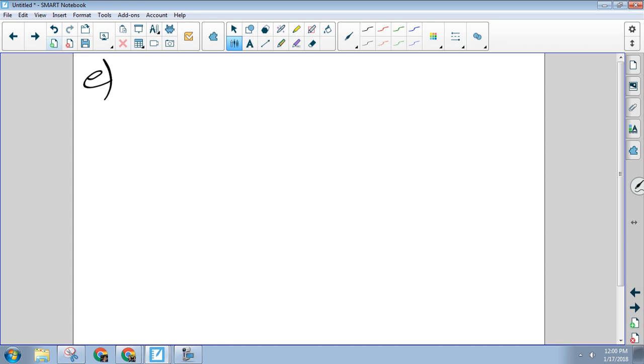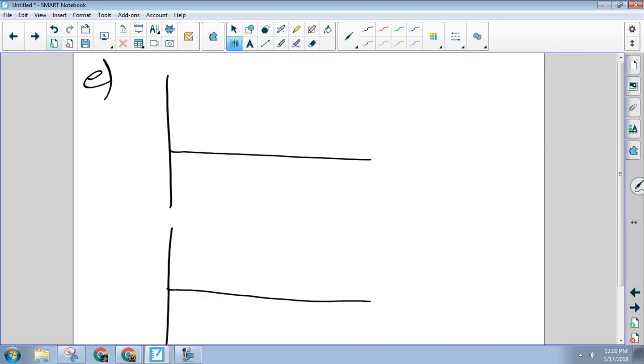Thank you. Okay, so we want to make two graphs here, right? So we want to make a graph of position versus time and a graph of kinetic energy versus time.